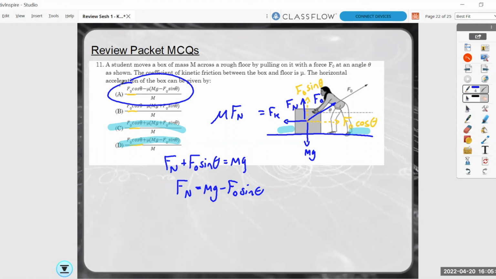You could also just track the two minuses that way. Okay, well, this minus is because friction is always hurting you. This minus, in this case, is because the upwards pulling force is going to lighten our normal force in this case.